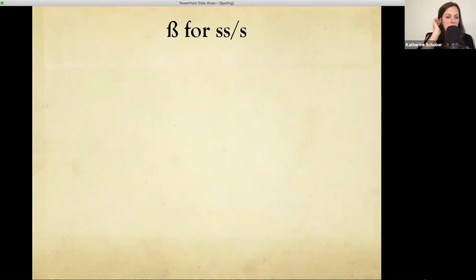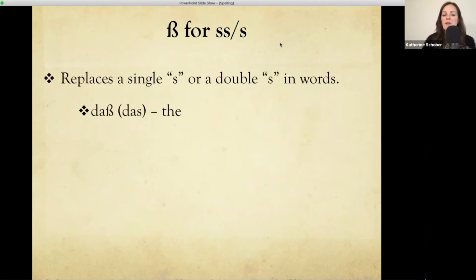Another spelling variation you might see is this SZ for either a double S or an S. So this SZ makes an S sound, which means it was often substituted for an SS or an S by itself. You may see it in words such as das. So remember, we talked about das being the word for the. In the past, you might see that word das written with an SZ instead of just an S. Doesn't change the meaning, just an alternate spelling. You might see was with an SZ instead of an S. So that word means what or which.